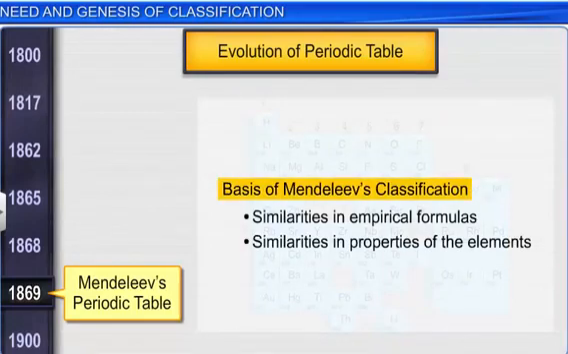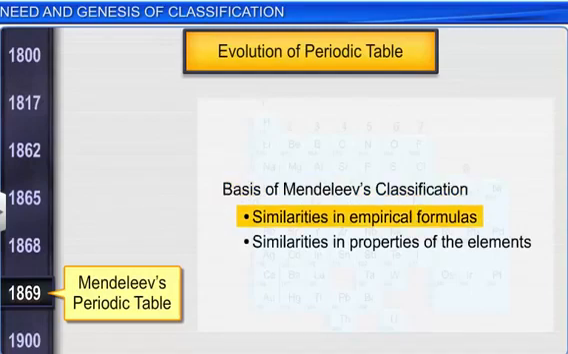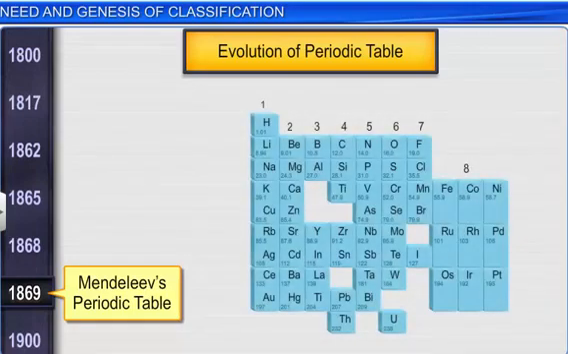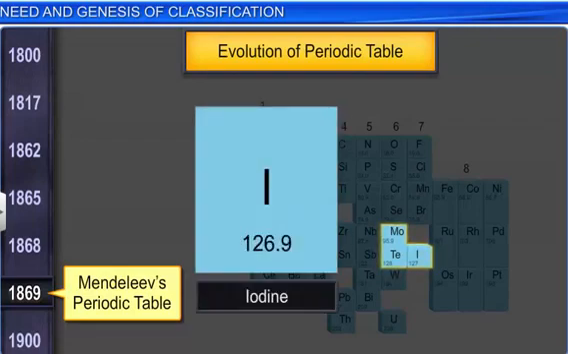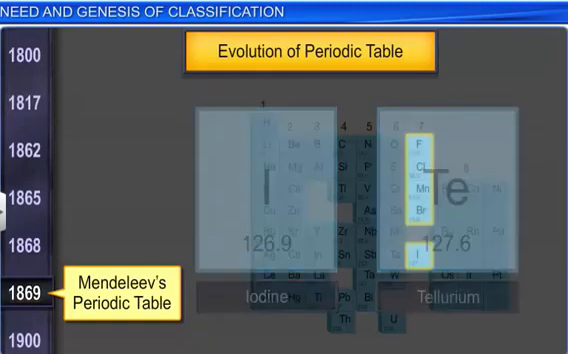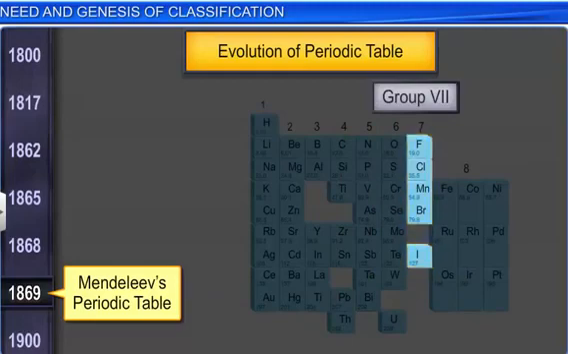Mendeleev's success roots to his vision of classifying elements based on the similarities in their empirical formulas and properties of the compounds formed by them. This made him occasionally ignore the order suggested by atomic weights to classify elements with similar properties together. For example, iodine with lower atomic weight than that of tellurium was placed in group 7 along with fluorine, chlorine and bromine because of its similarities with their properties.